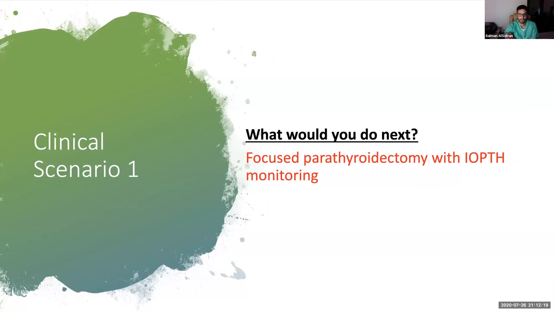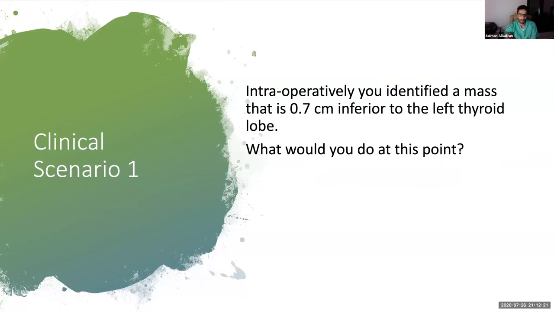Okay. Intraoperatively, you identify a mass that is about 0.5 centimeter inferior to the left thyroid lobe. What would you do at this point? So at this point, we will send a pre-excision parathyroid hormone level. Then after excision of the parathyroid, we'll send parathyroid hormone levels at five minutes and 10 minutes to assess if there is a drop from the baseline parathyroid levels.